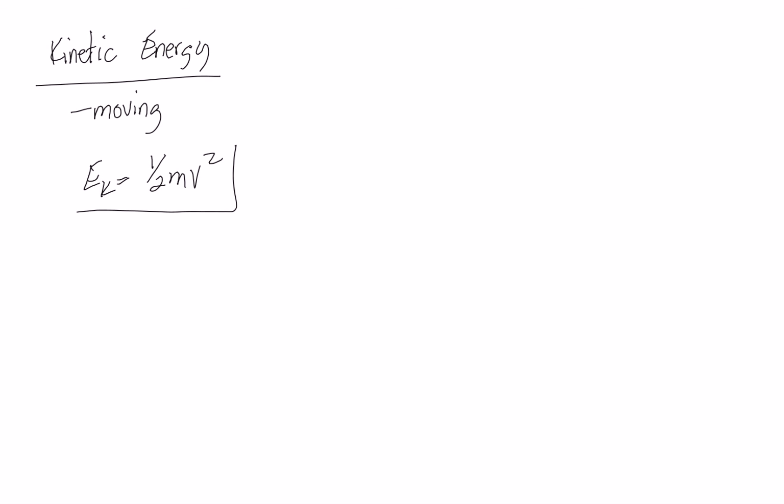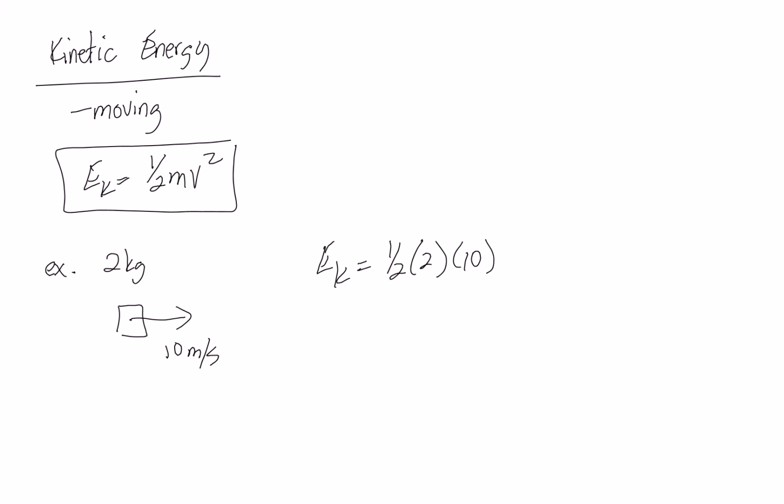The other type of energy we're going to work with is kinetic energy. Kinetic energy is basically the energy something has when it is moving. As long as it's moving, it has kinetic energy. The formula we use is 1/2 mv squared. That's a pretty easy calculation as well. For example, suppose we have a 2 kilogram object moving at 10 meters per second. Our kinetic energy would be 1/2 times 2 times 10 squared, which gives us 100 joules.